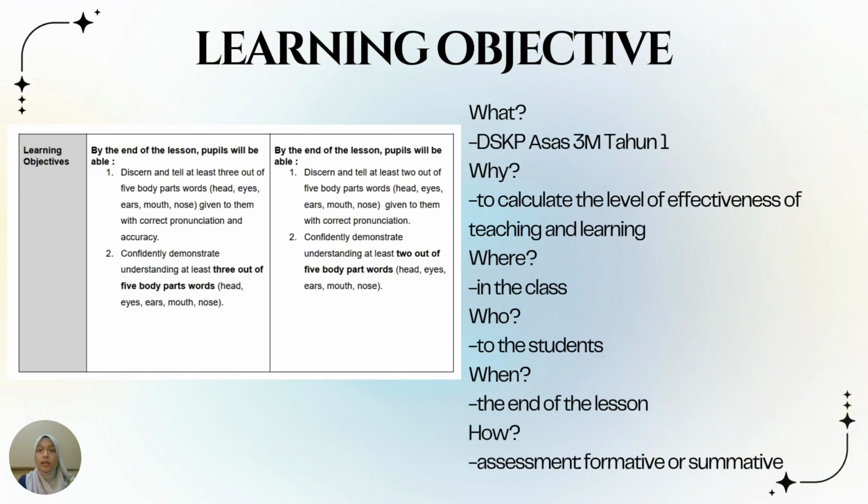So for my lesson planning, I decided to put two different objectives for two different groups of students. For the advanced students, I decided to put: confidently demonstrate understanding of at least 3 out of 5 body part words, whereas for the intermediate students, their learning objective is to confidently demonstrate understanding of at least 2 out of 5 body part words. These body part words consist of head, eyes, ears, mouth, and nose.